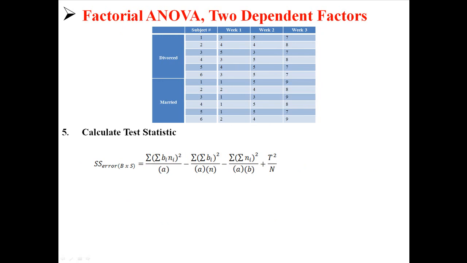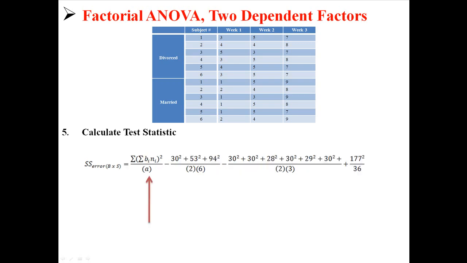Now we're going to go back to sum of squares error for B by S. And we've already found 3 of these things, right? We can put them in there, that's easy. We just need to find the last part. Now, the last part is referring to the sum for each subject at each level of B.